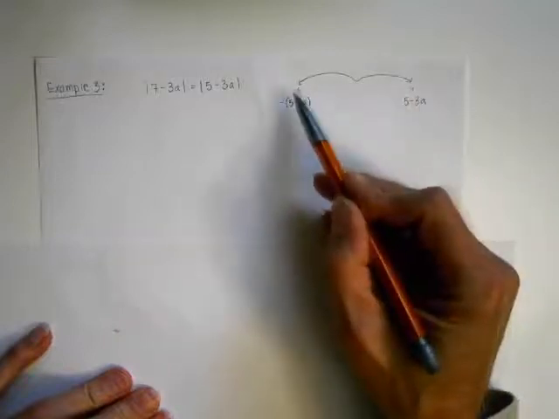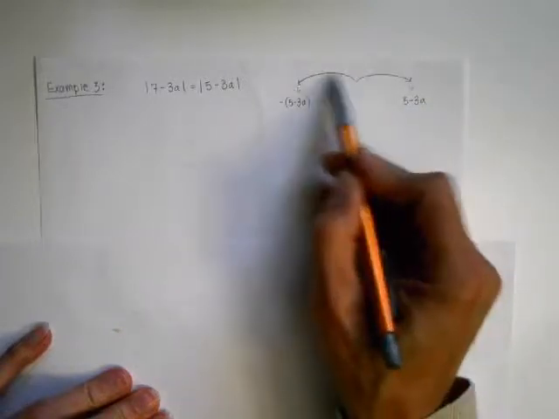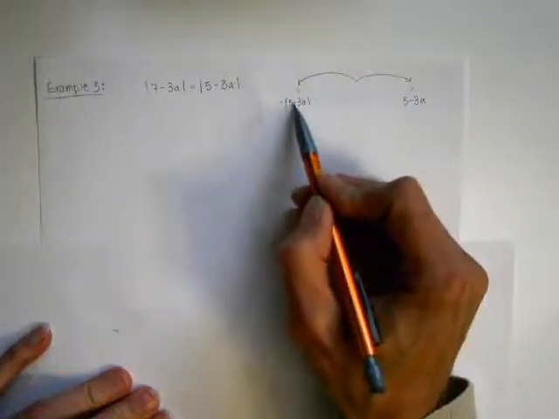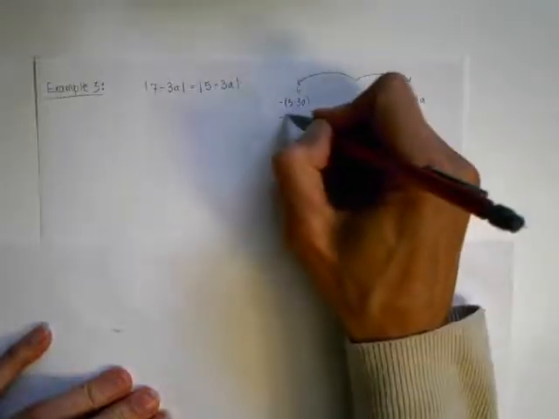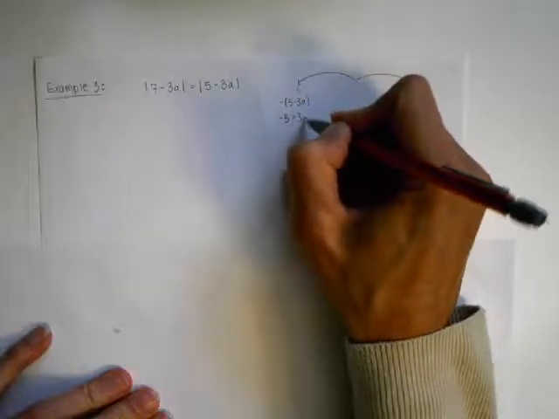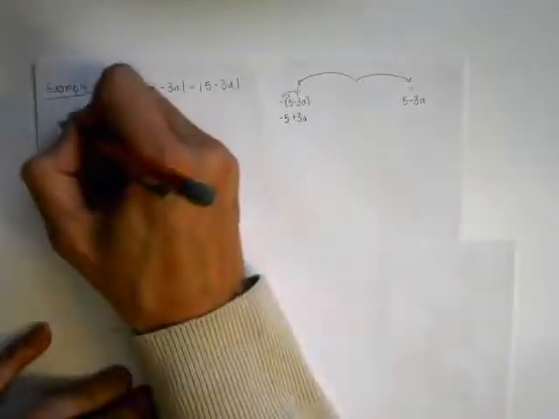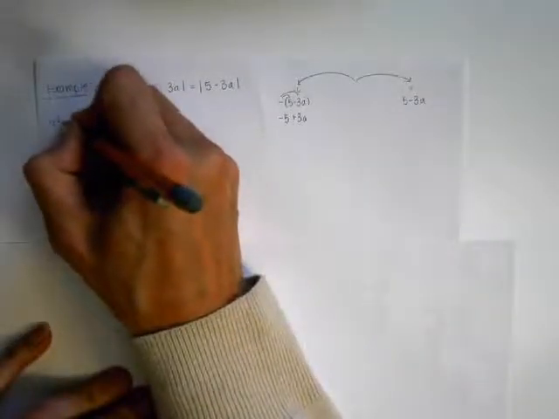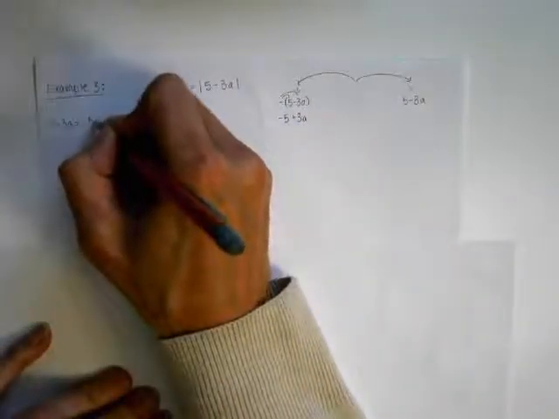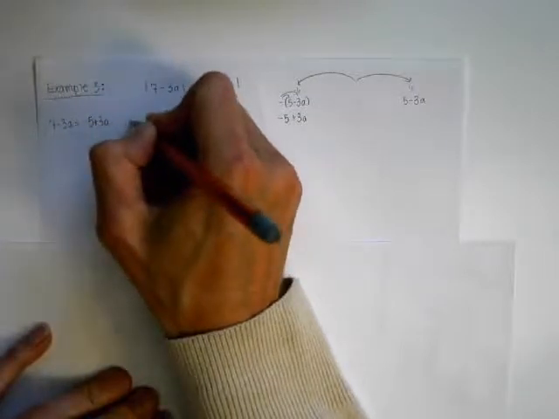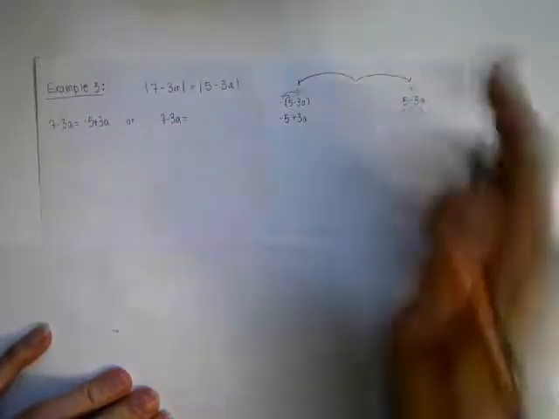Just like we said, if it was a 6, it would be a positive 6 and a negative 6. We're going to go a positive distance of 5 minus 3a, and we're going to go a negative distance, which would be the opposite of this. Well, if I go the opposite of 5 minus 3a, that gives me negative 5 plus 3a. So we're just going the opposite direction. So we get two equations again. 7 minus 3a is going to equal this side over here, which is negative 5 plus 3a. Or 7 minus 3a is going to equal this side over here, which is exactly like you see it, 5 minus 3a.